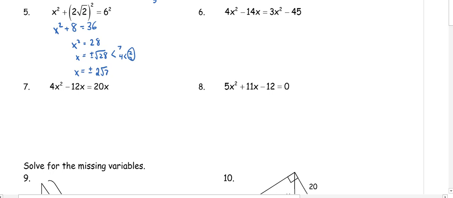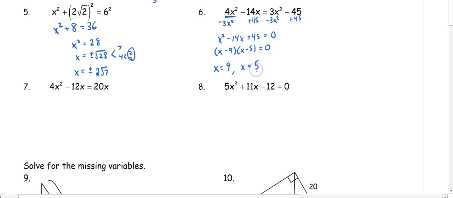In number 6, in order to solve, I need to get everything to the higher x squared side, so the 4x squared side. So I'm going to subtract 3x squared from both sides, and I'm going to add 45 to both sides. So we would get x squared minus 14x plus 45 equals 0. In order to factor, we need to know what multiplies to 45 and adds to negative 14. So we'd have x minus 9 and x minus 5 equals 0. Now, because we're solving for x, remember we have to use the zero product property, so we can flip the signs. So x would equal positive 9, and x would equal positive 5.